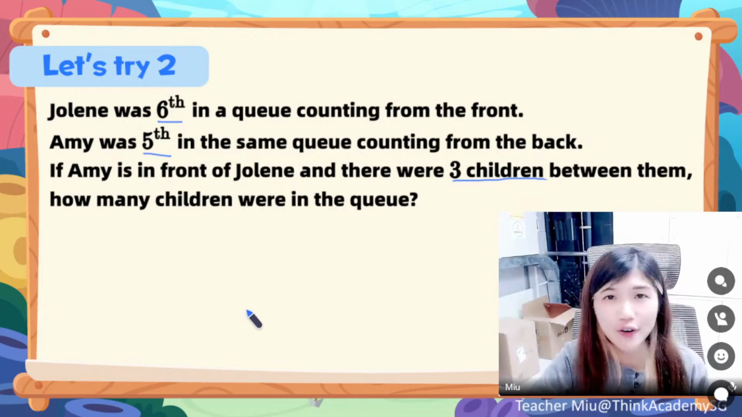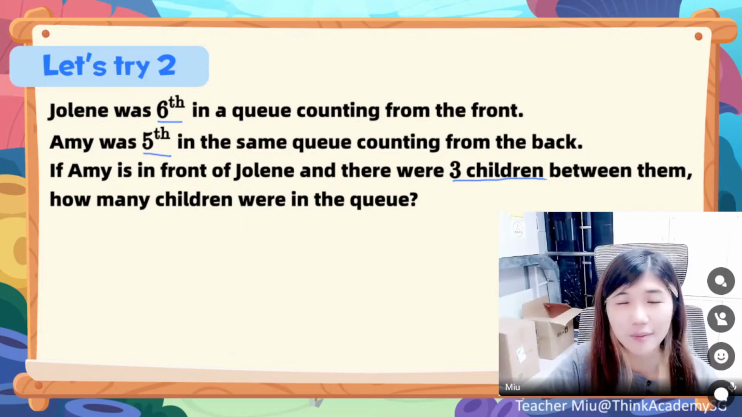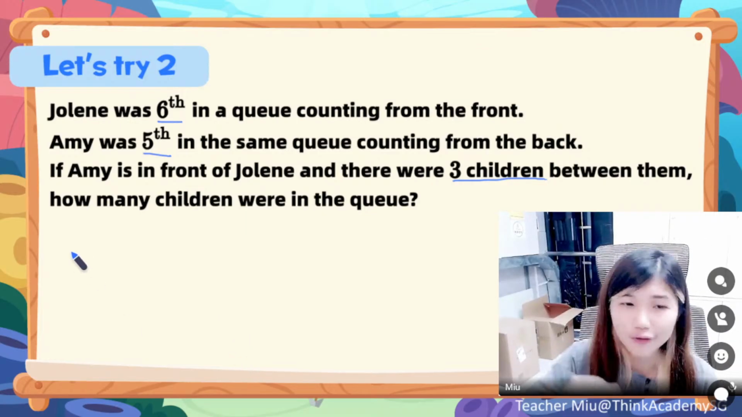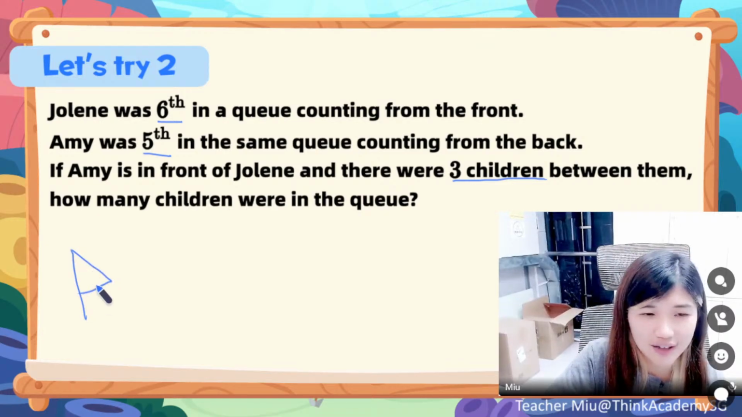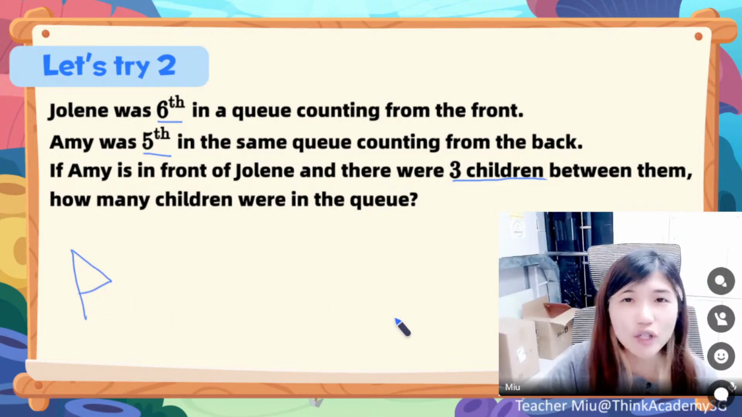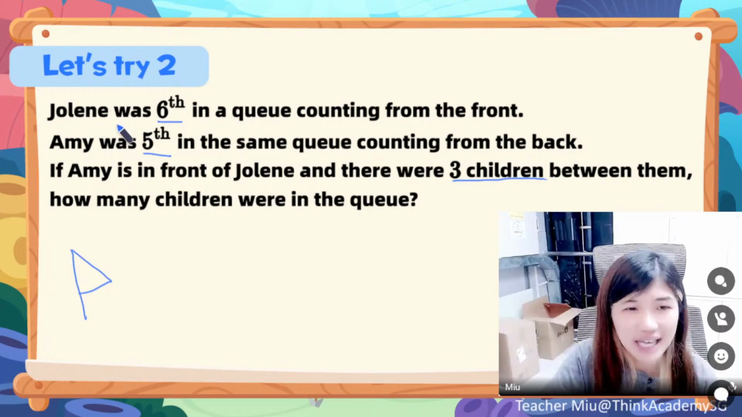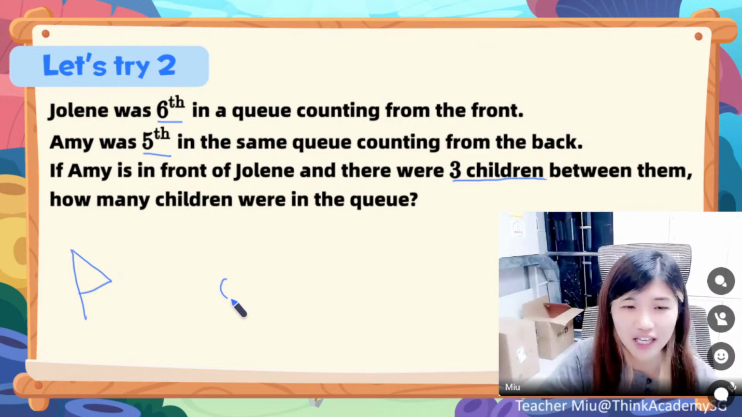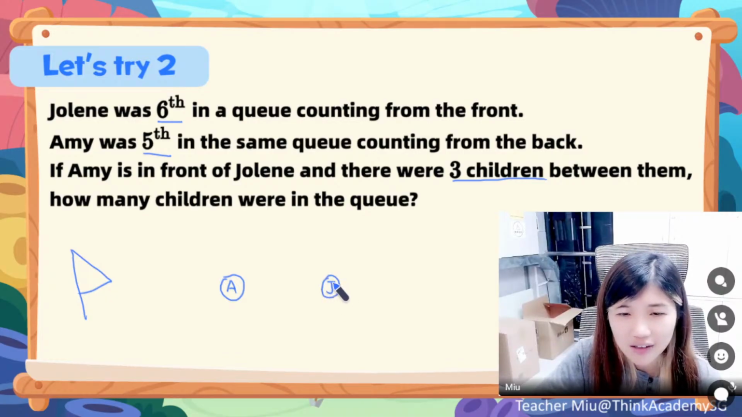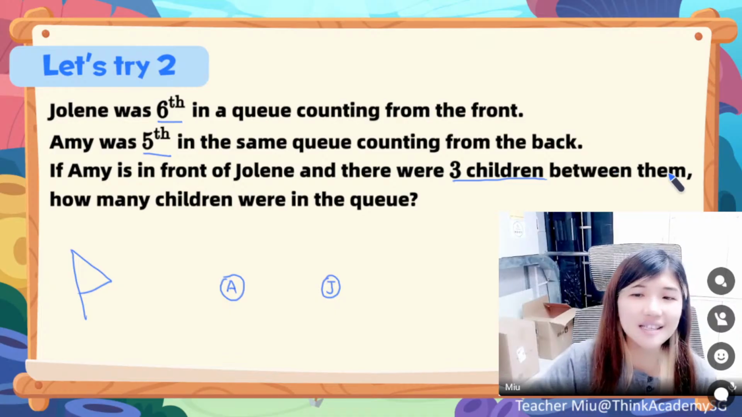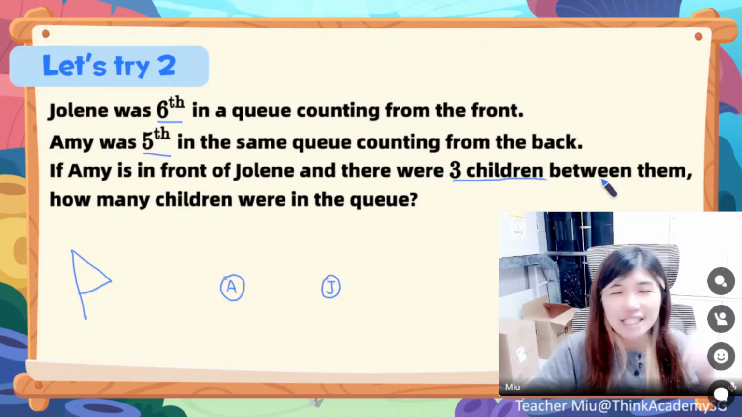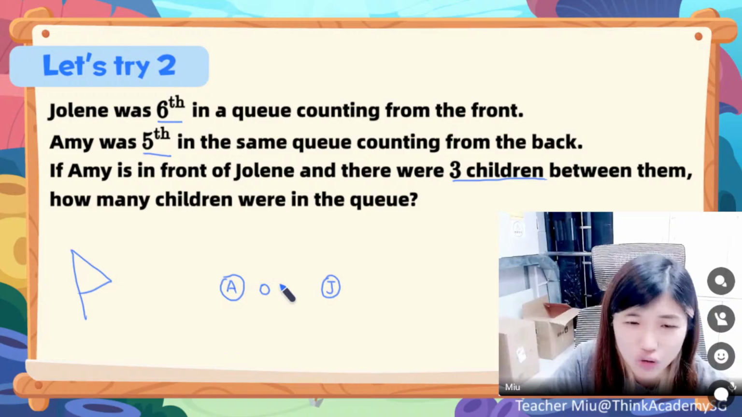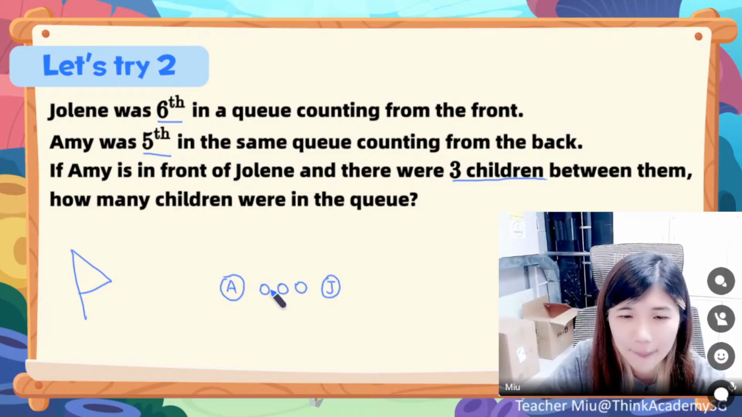So first thing first, when we are doing queuing problems, we always draw the flag to show the front. Then we draw the main characters, which are Amy and Jolene in this question. It says Amy is in front of Jolene, so closer to the front is Amy, and at the back is Jolene. The question says there were 3 children between them. So let's confirm that first: 3 children between them. 1, 2, 3.